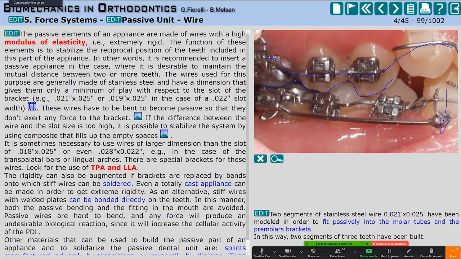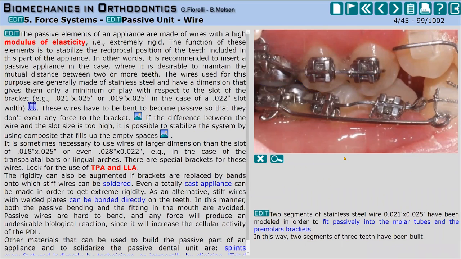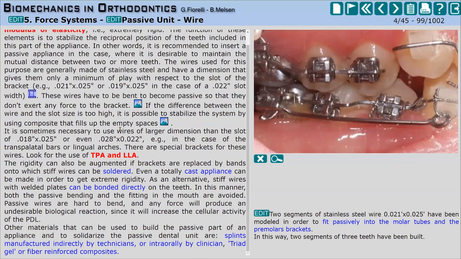So as you see, this wire is not straight. There are plenty of bends. You see how many bends we have here? And this is important. It's the first thing that I am asking you to learn, to make a passive wire, which is not easy if you're not trained to that, if you're not used to that, but it is something which is important. If you are interested in keeping this occlusion, you have to solidarize these teeth, and we'll see this later. This is not the only way you can solidarize teeth.